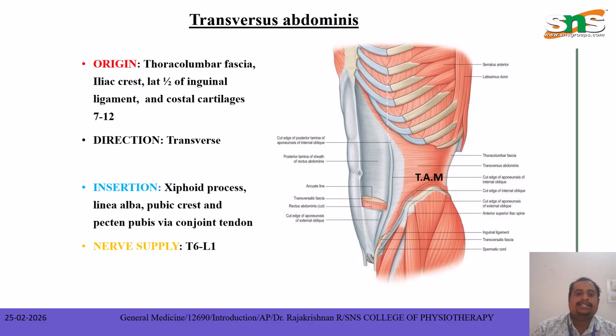The nerve supply is T6 to L1. In the next part of the video, we will go through what we are going to do in the surgeries, and what the surgical points in this abdominal region are.